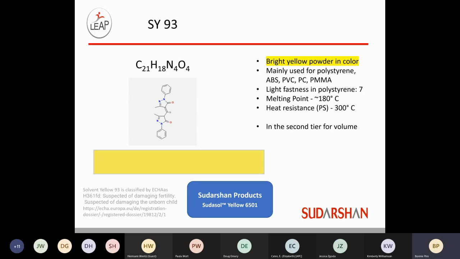Solvent yellow 93, one we've been talking about all along. It's a bright yellow powder, does have good light fastness at 7 and heat resistance. However, it does have that one restriction with respect to food contact. The Sudarshan product is the Sudasol yellow 6501.